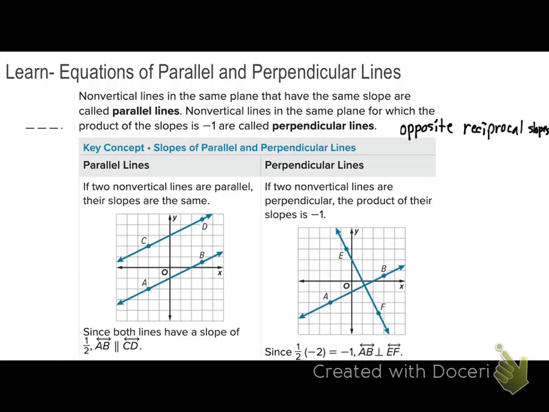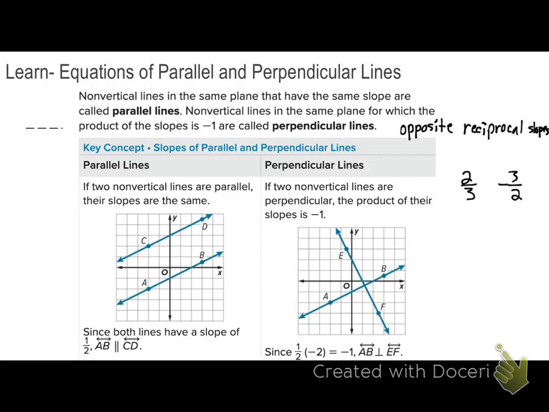If I gave you 2/3, what's the reciprocal of 2/3? 3/2. 2/3 is positive. What's the opposite of positive? Negative. So the opposite reciprocal of 2/3 would be -3/2. Does that make sense? Yes, sir.